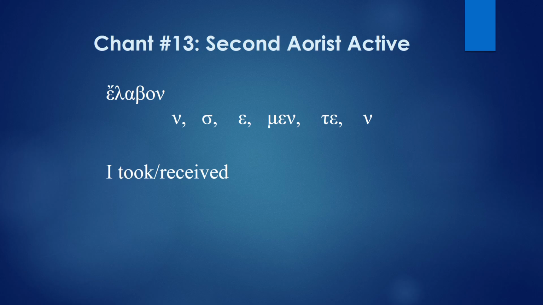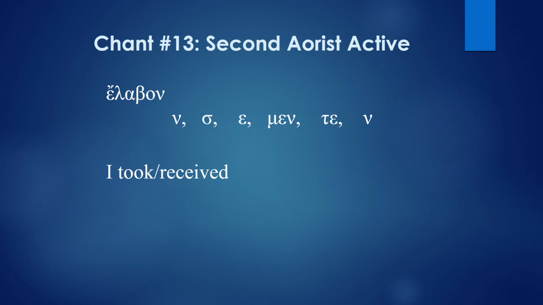Chant number 13 is the second aorist active indicative verb from lambano, to receive or to take. The form is elabon, first person singular, meaning I received. The ending for the first person singular is n. The second person singular, the ending is s, which would be translated you received.